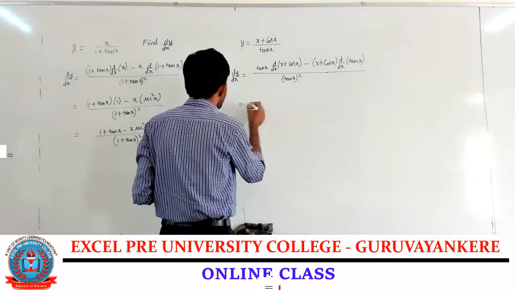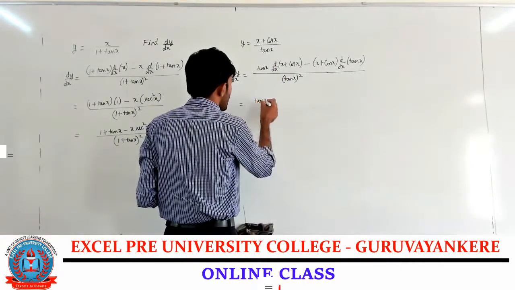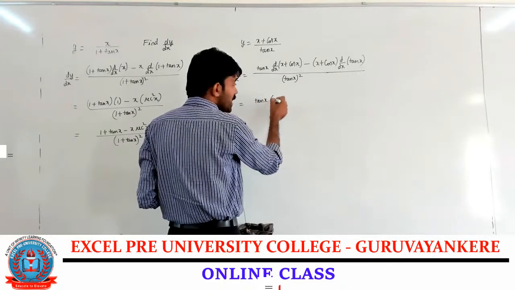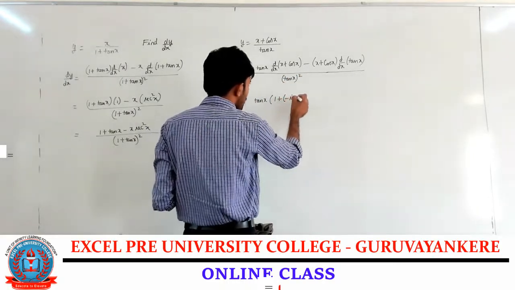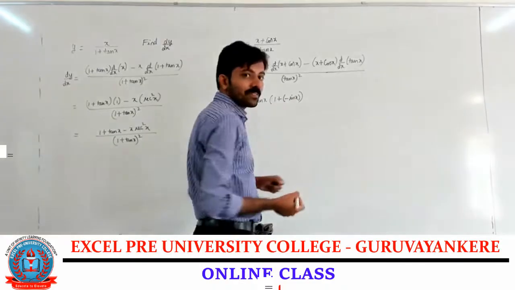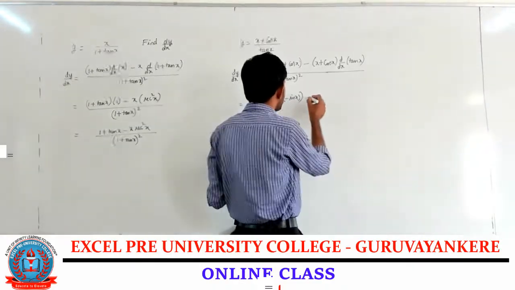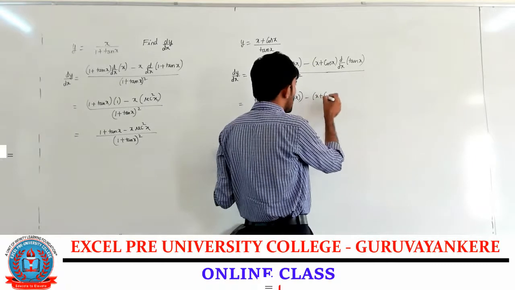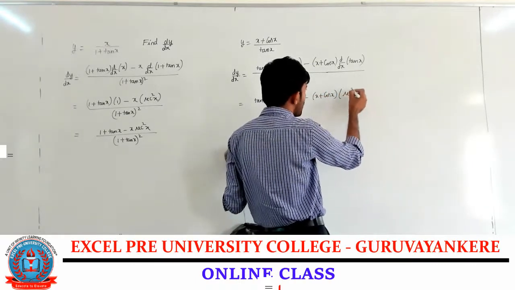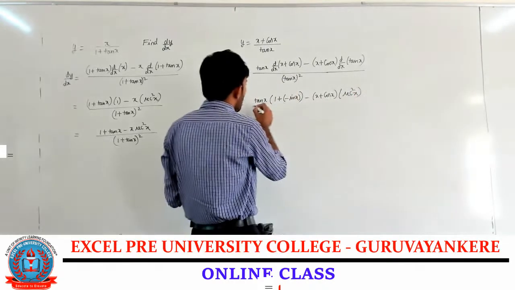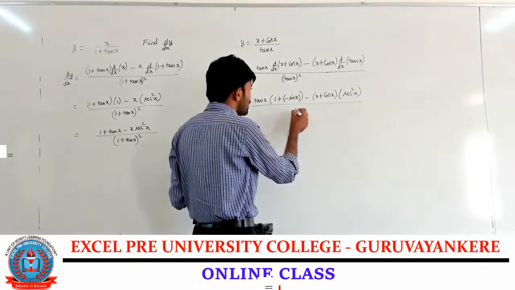This is equal to tan x into derivative of x with respect to x, which is 1, derivative of cos x is minus sin x, minus of x plus cos x into derivative of tan x, which is secant square x. Whole thing is divided by tan square x.